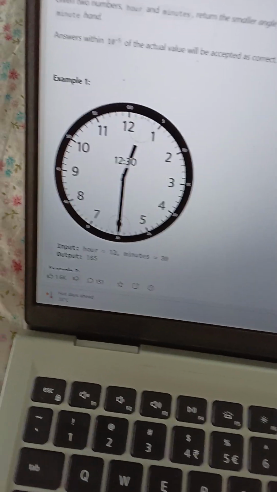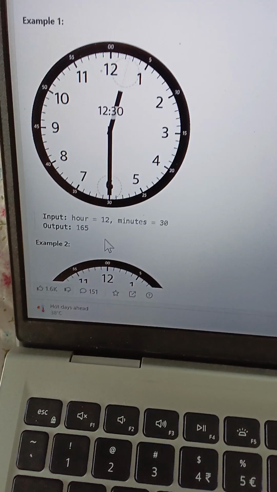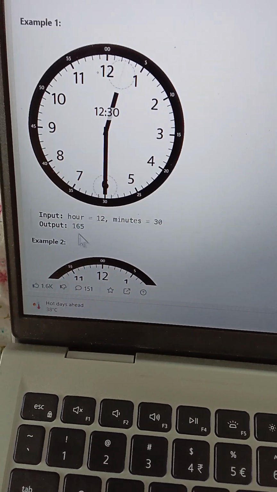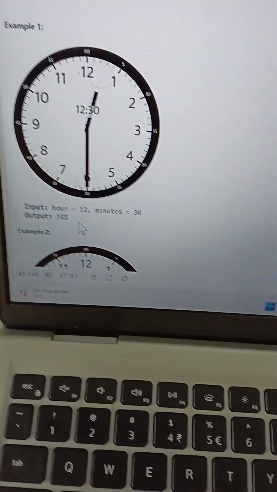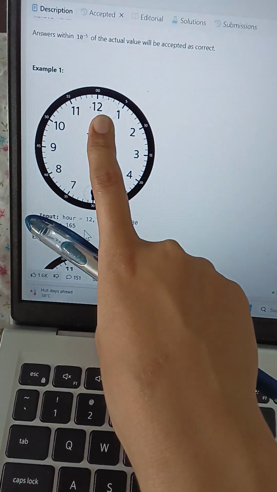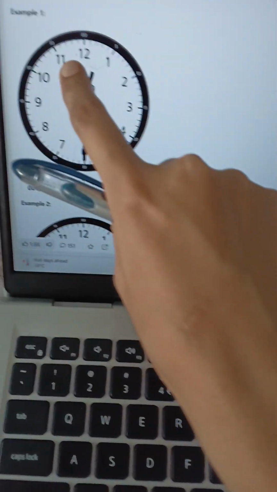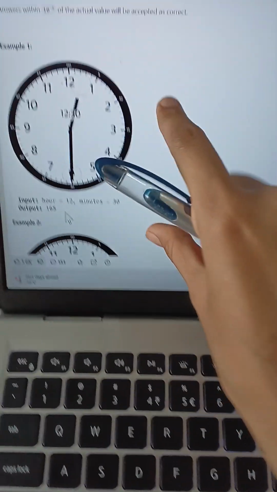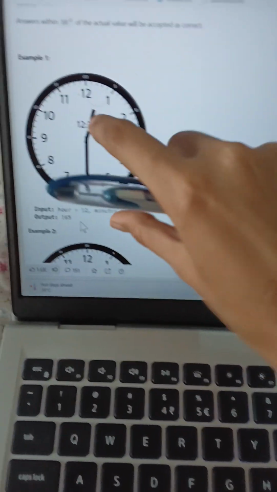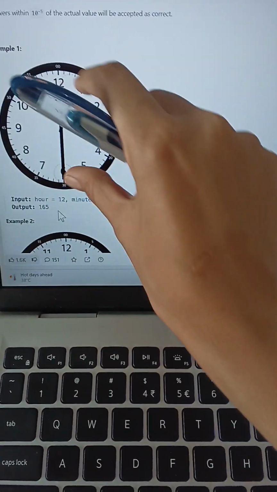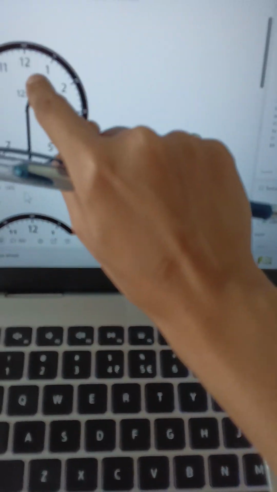Let me check, if the hour is 12 and the minute is 30, the output will be 165 degrees. As you know, when a clock turns a full round, starting from 12 and returning to 12, it will be a total angle of 360 degrees. So from both sides, hour and minute, we have to find the minimum angle, which can be this one or this one.